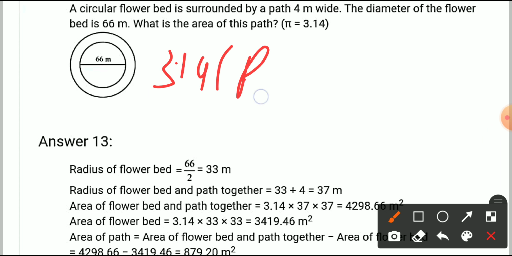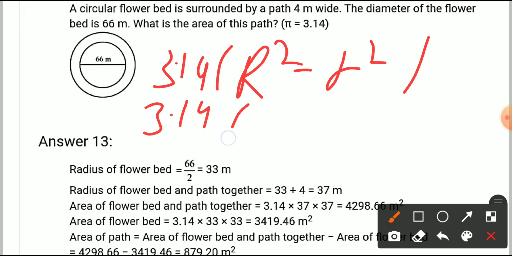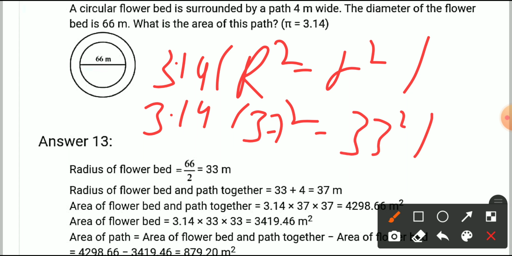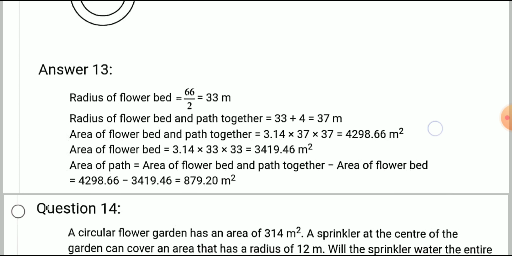Capital R square minus small r square. 3.14 into 37 square minus 33 square. So solve this. 37 square means 37 into 37, and 33 square means 33 into 33. Subtract this and then multiply and you will get the same answer here. Okay.